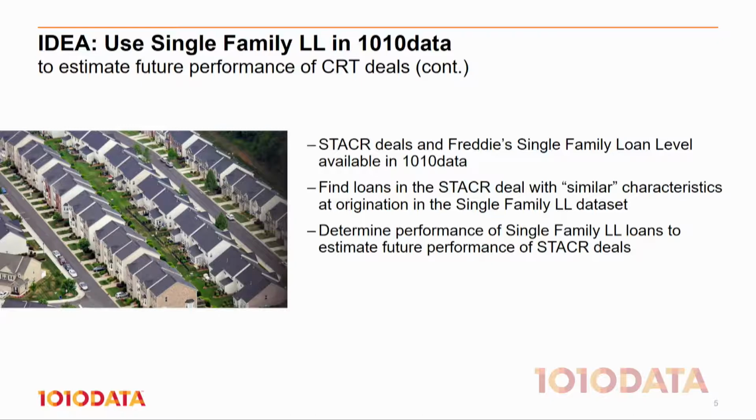And then the idea that I'm going to suggest here is that you select one deal from Stacker and look at the characteristics of the loans in the reference pool. Then you go to the single family and try to find a set of loans, some random sample of loans that resemble the characteristics of this Stacker pool, and then use those to predict the performance. So that's basically the idea at a very high level.